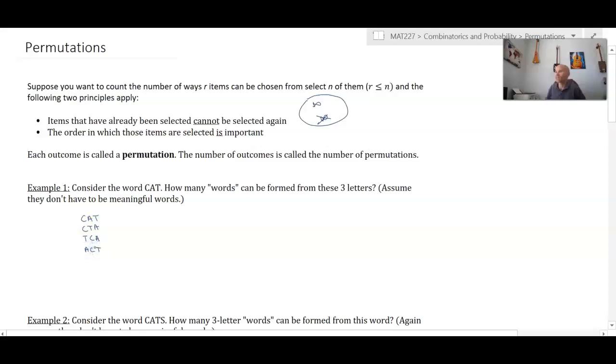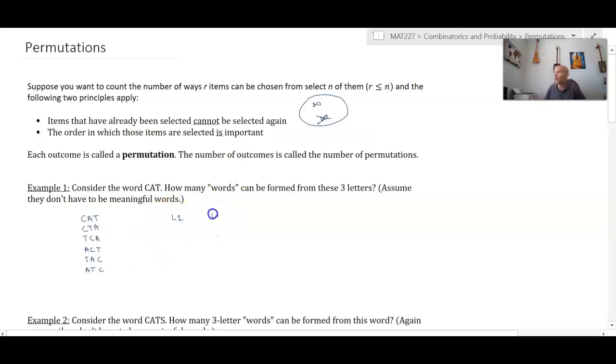Oh, there's a word, act. And then I could also have C in that last position. I could have T-A-C, or I could have C in the last position, and have A-T-C. So we could list them all out. There are 6 possibilities.